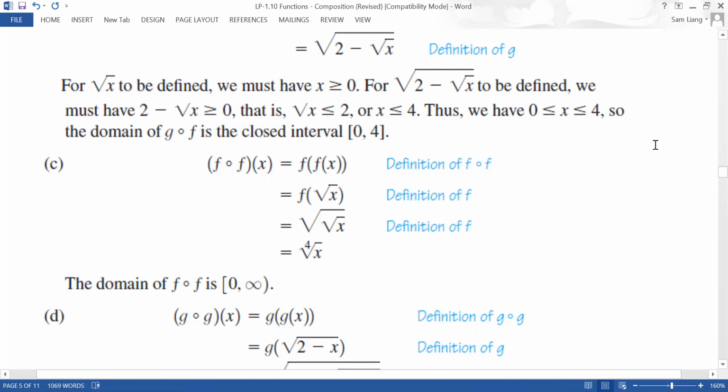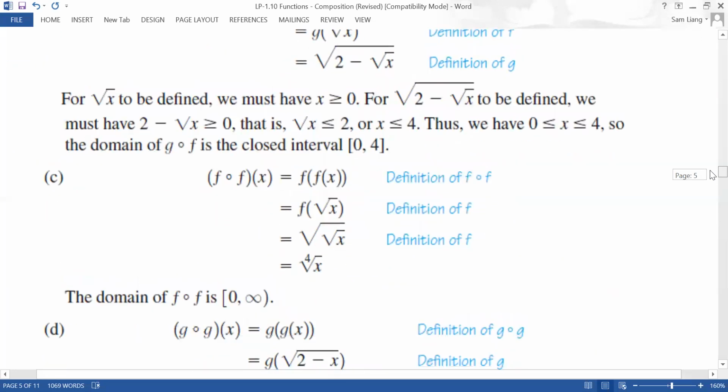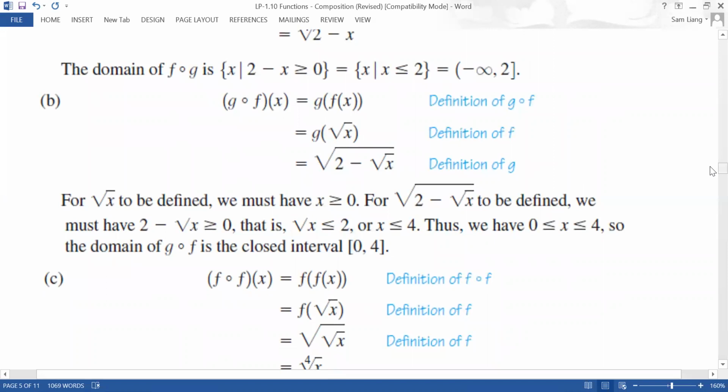All right, if you need to copy any of this, please pause the video here. So for part B, pause the video here, and then part C, pause the video here.